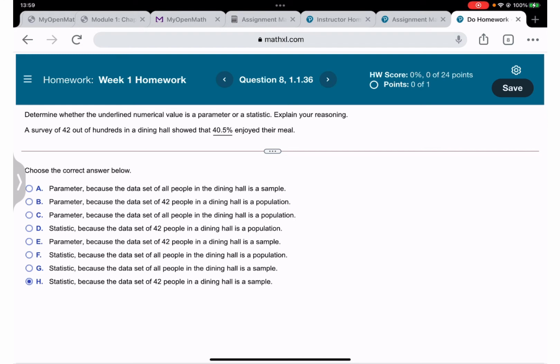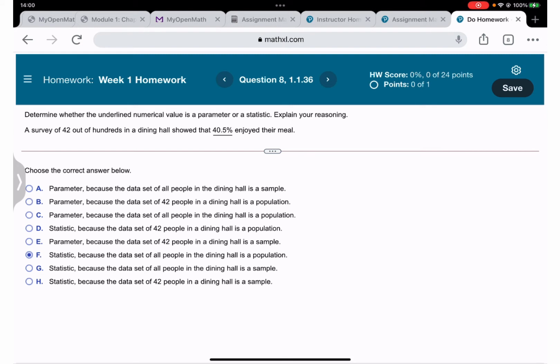D: statistics because the data set of 42 people in a dining hall is a population. That is baloney because it's not a population, 100 is the population, right? Moving to the next one: statistics because the data set of all people in the dining hall is a population. Yes, all people is a population, but we are interested not in all people, but in the 40.5%.